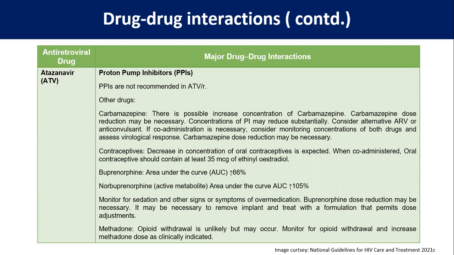So a reduction of buprenorphine dose may be required, but in methadone, opioid withdrawal is unlikely but may occur. So those patients who are taking methadone, if they are put on an atazanavir-based regimen, there can be opioid withdrawal. That is, the methadone level will go down and the patient will develop signs and symptoms of withdrawal, in which case we need to increase the dose of methadone. So this much. I hope it was audible because there are some internet issues.